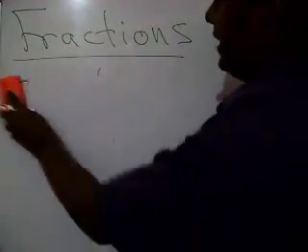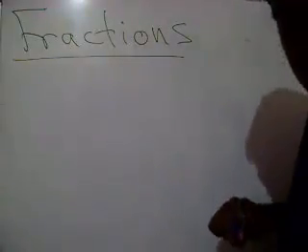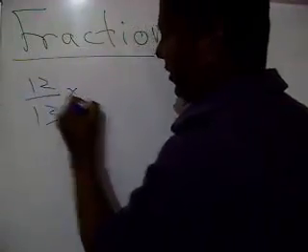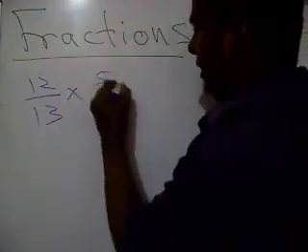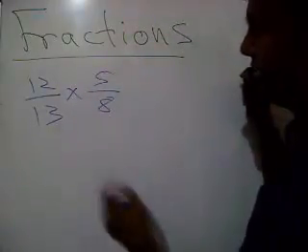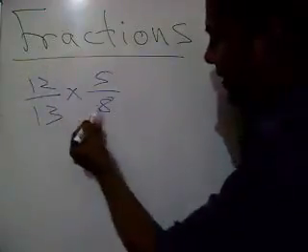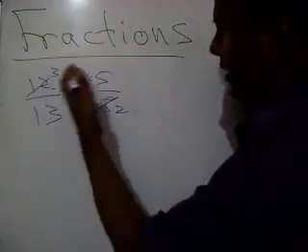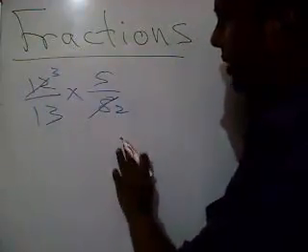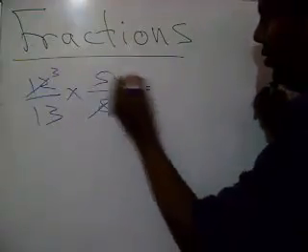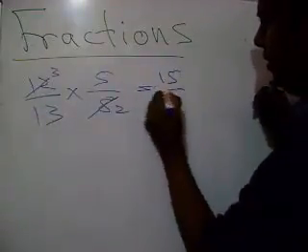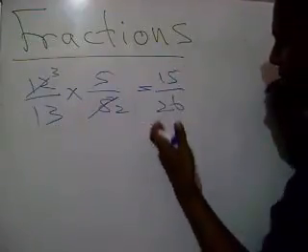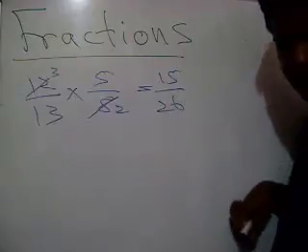So let's take a look at another example. Let's take 12 over 13 into 5 over 8. Do we have any common factors here? Yes. Both 12 and 8 are divisible by 4, so 4 times 3 and 4 times 2. Can we simplify these further? No. So 3 times 5 is 15 over 2 times 13 is 26. Can we simplify this further? No. So that's the answer.